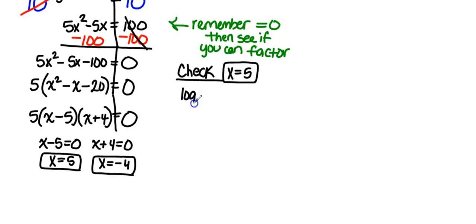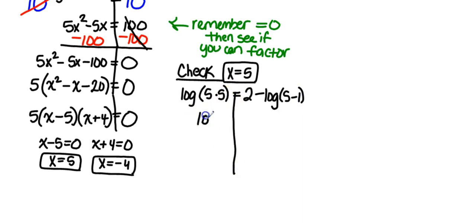Plugging that into my original, it's going to be log of 5 times 5 equals 2 minus log of 5 minus 1. So that's going to be log of 25. That's kind of scrunched. Log of 25 equals 2 minus log of 4. There's really no other algebra I can do without my calculator here, and if this said log of 25 equals log of 25, I'd be in good shape, but it doesn't. So I need to use my calculator.